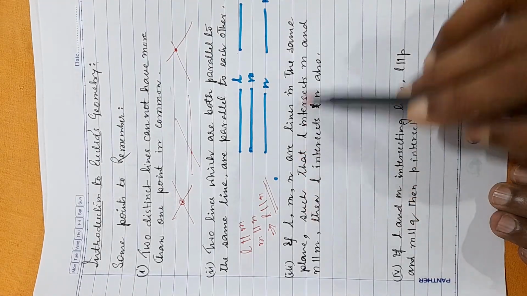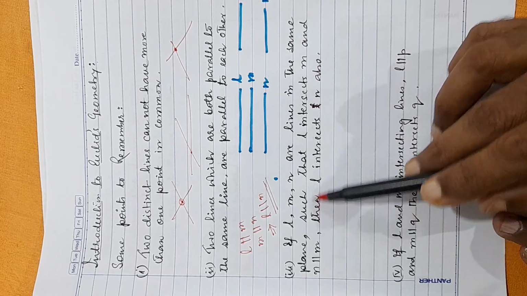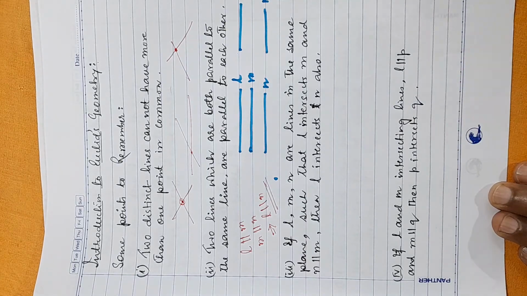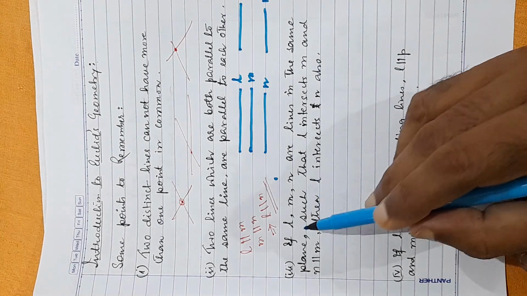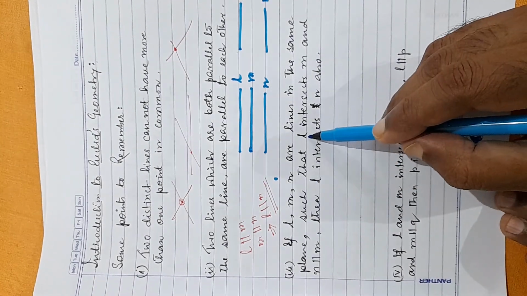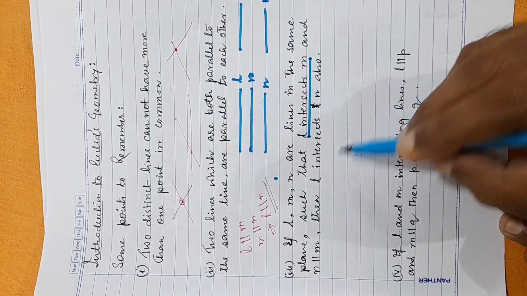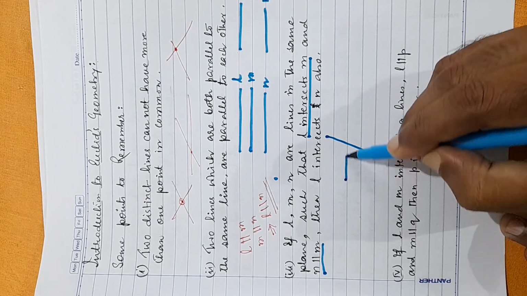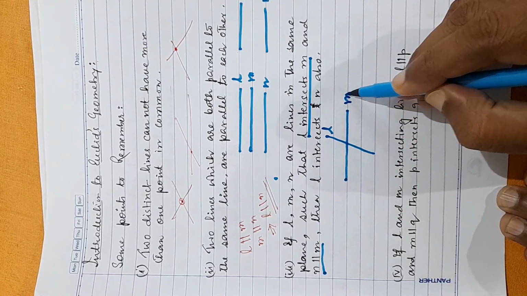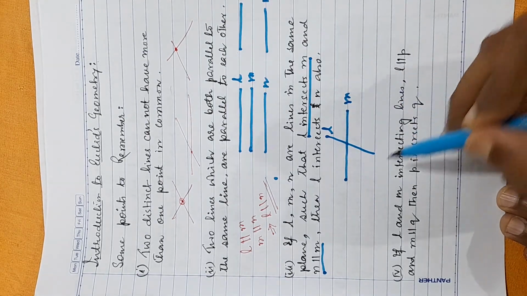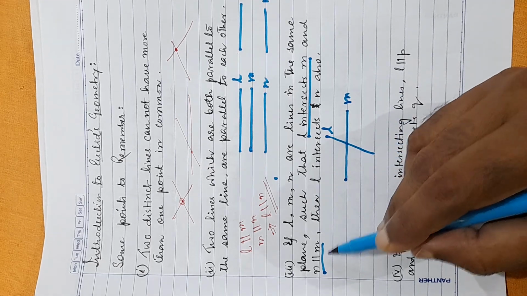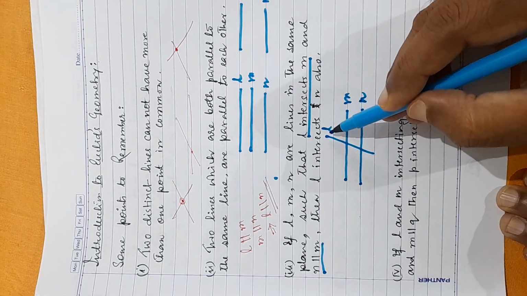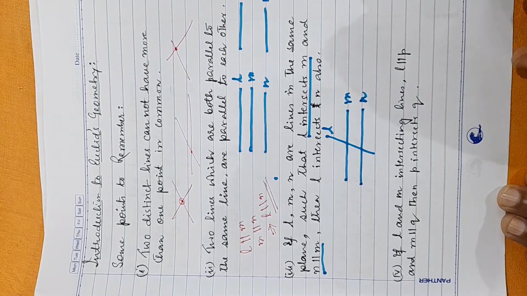Next, if L, M, N are three lines in the same plane such that L intersects M and N is parallel to M. This is L, this is M. L intersects M, and one more line, N, is parallel to M. Then what will we get? L will also intersect N. Okay, this is the third point to remember.